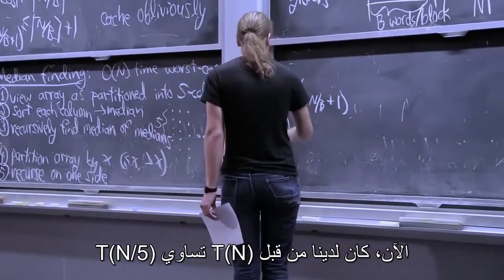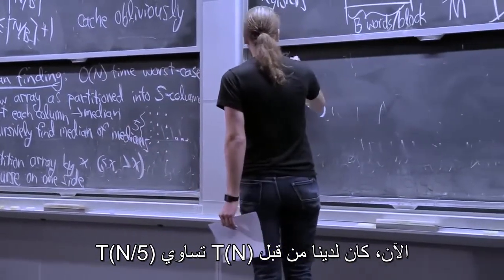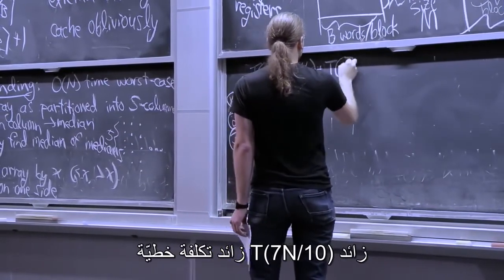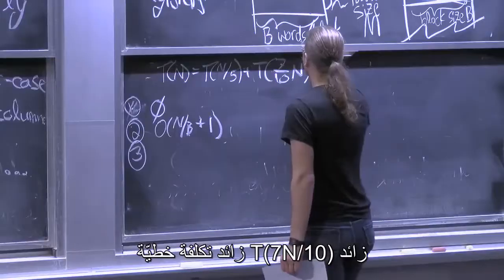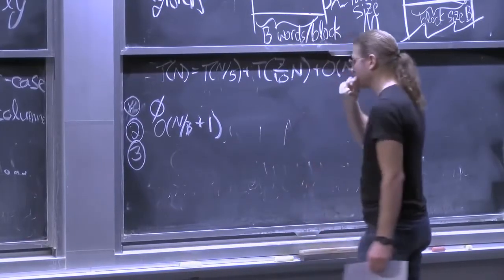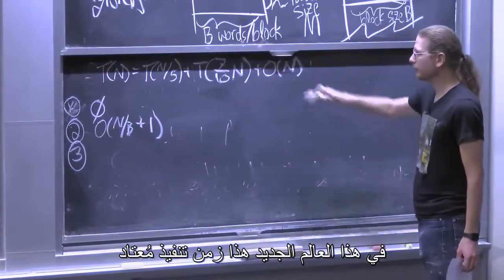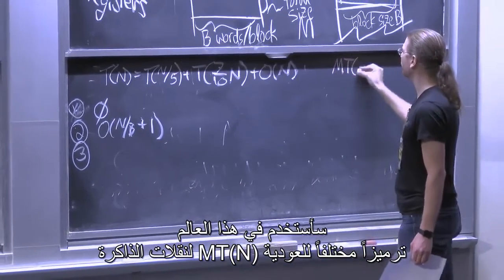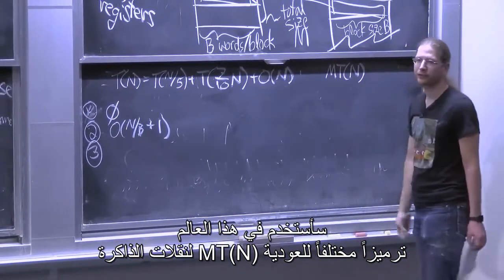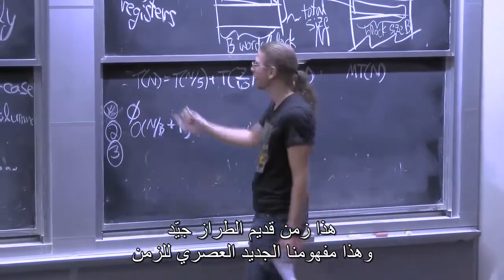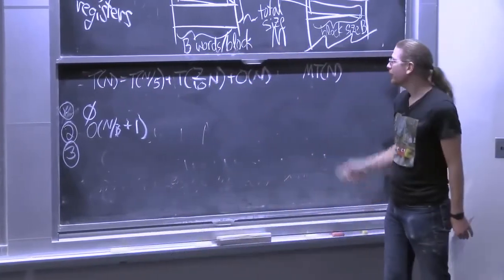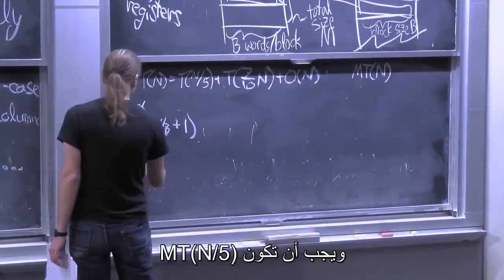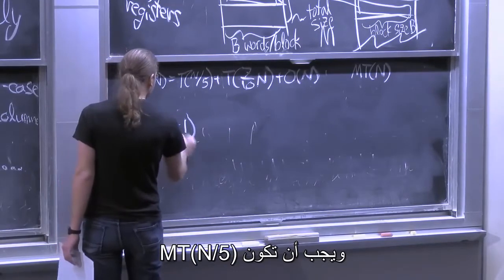Now, before we had T of n is T of n over 5 plus T of 7/10 n plus linear. In this new world, that was the old, this is regular running time. In this new world, I'm going to use a different notation for the recurrence, MT of n, for memory transfers. This is good old-fashioned time, and this is our new modern notion of time. How many block transfers do I need to do for problem size n? So this is a recursion, and should be MT of n over 5.